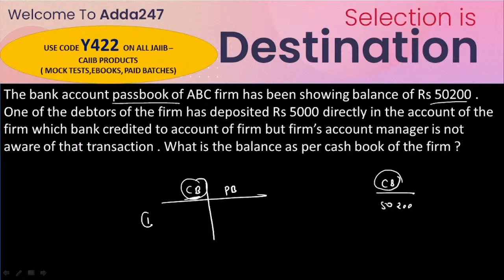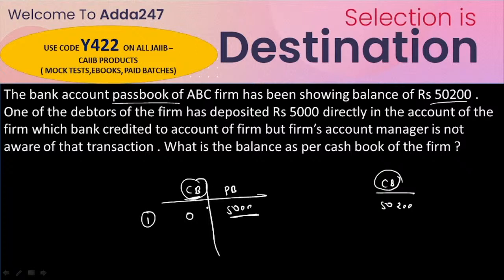So for the first transaction, because the bank deposited the 5,000 rupees, that would also be reflected in the passbook of the firm. So this would be the 5,000 rupees here. And meantime, the cash book, or say the firm account manager, is not aware of that transaction. So that's why while maintaining the cash book of the firm, he will write the zero amount. Okay, so we have to consider the parameter for the cash book here.